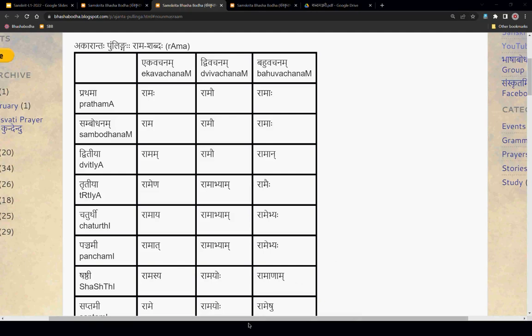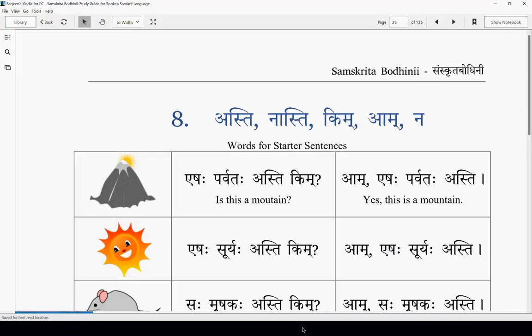So in the last class, we looked at a few things: asti, nasti, etc. Asti, nasti, kim, am, na. This asti means yes, exists. Nasti, not exists. Na asti together becomes nasti. Kim is a question word, and am is used to say yes.